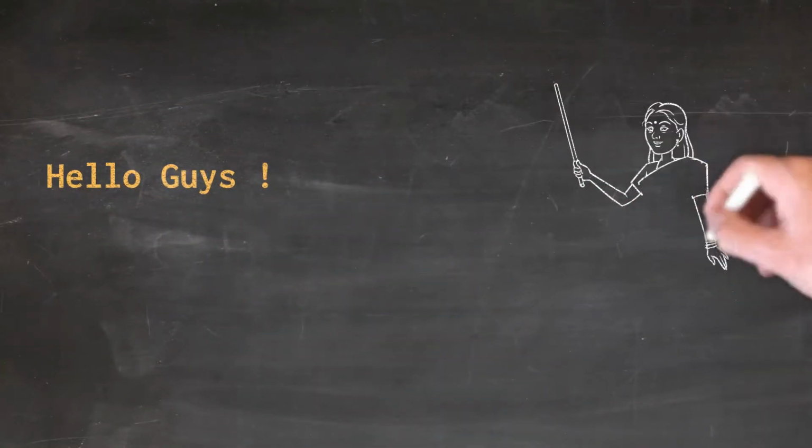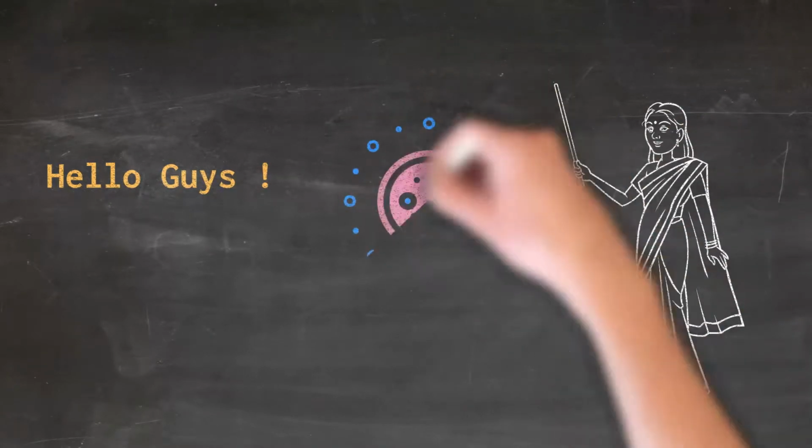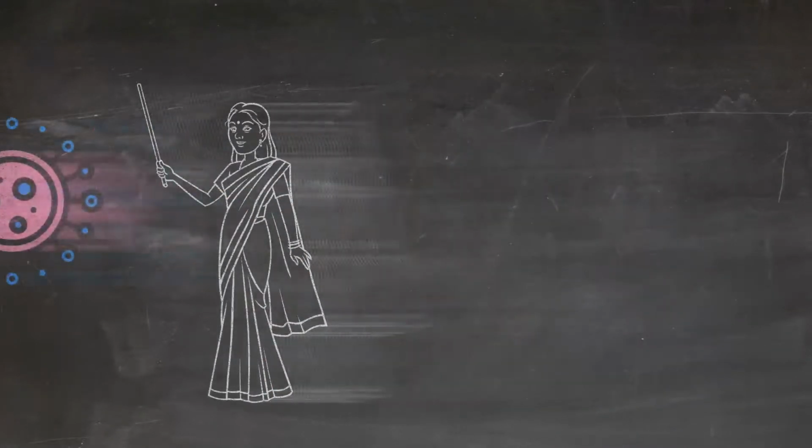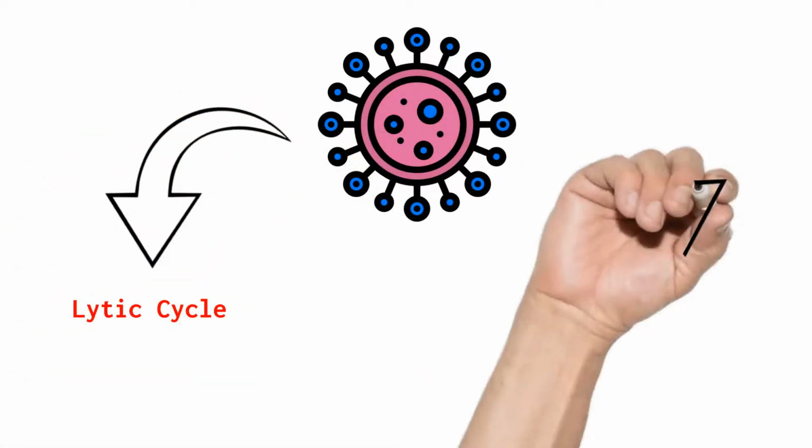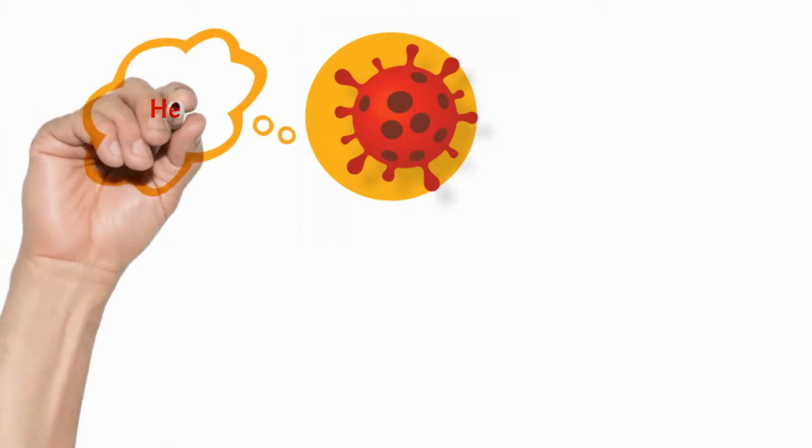This is our first episode, where we will talk about viruses and how they grow, basically in two cycles, lytic cycle and lysogenic cycle. First, let's talk about viruses and get to know them.